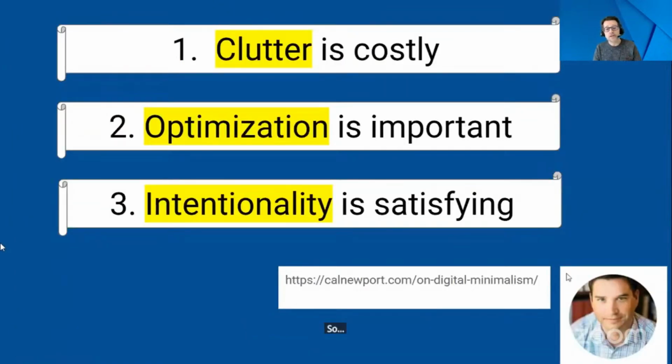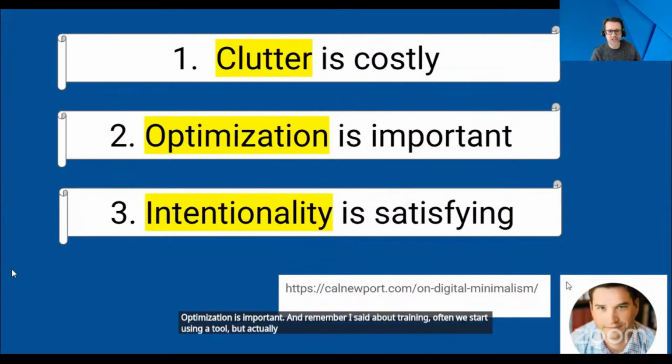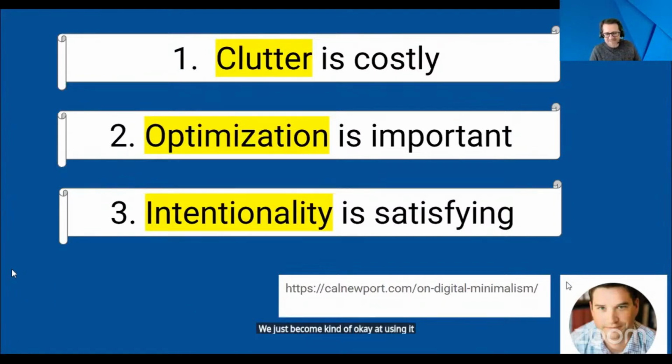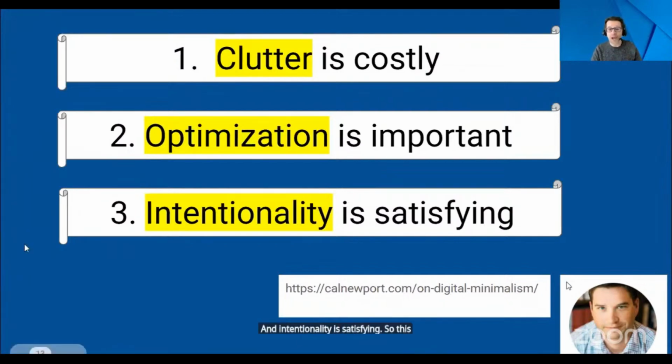So Newport, in his book, condensed these nine principles to three key ones. Clutter is costly. Optimization is important. And remember, I said about training, often we start using a tool, but actually we're not able to optimize our use of it. We just become kind of okay at using it. And maybe we need to get much better at using it before we integrate it in our teaching. And intentionality is satisfying. So this again brings me back to well-being as teachers.